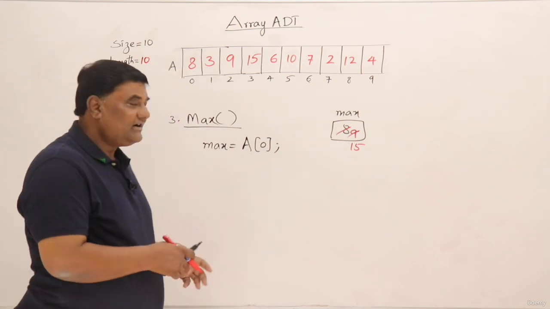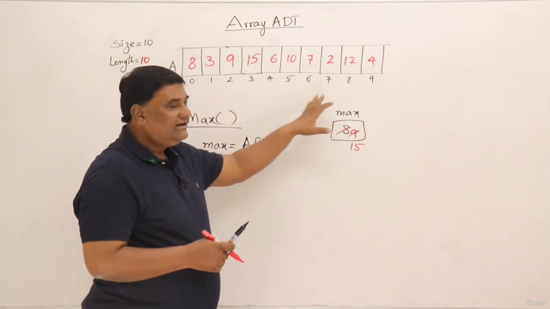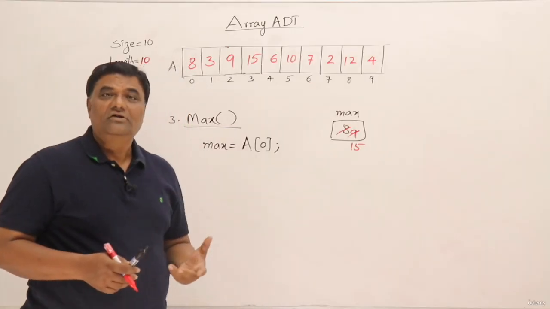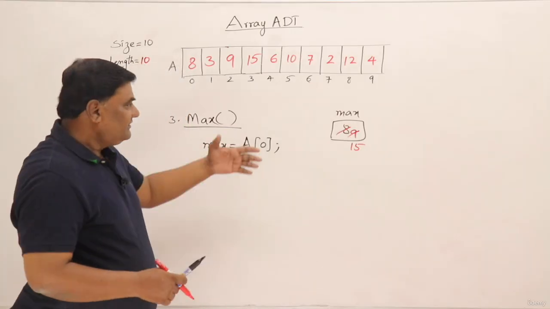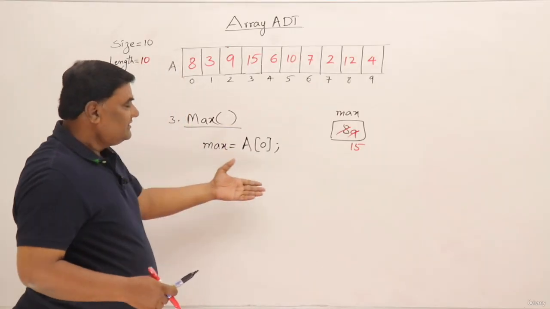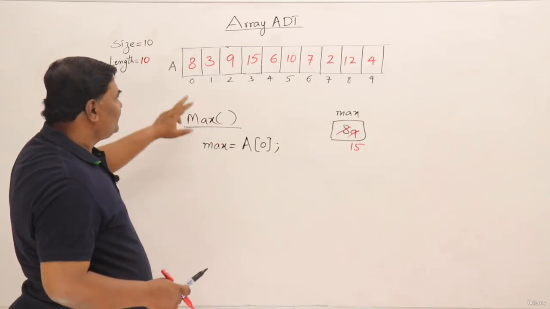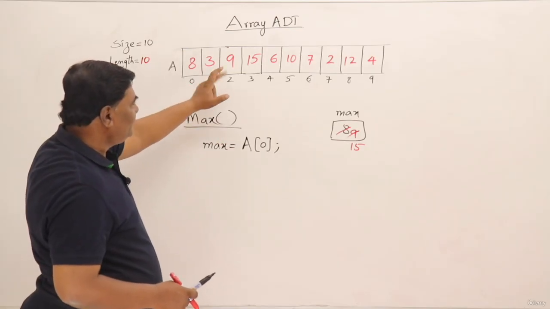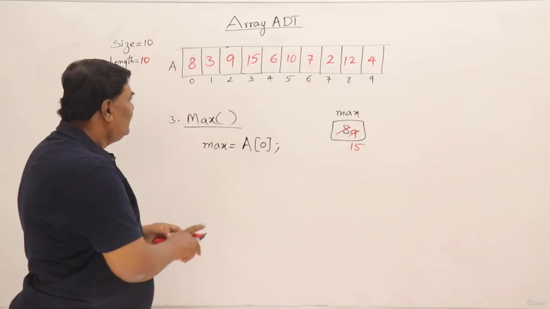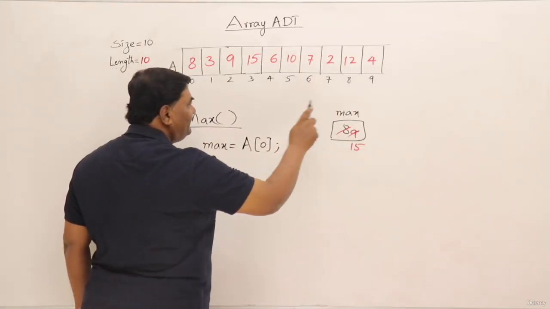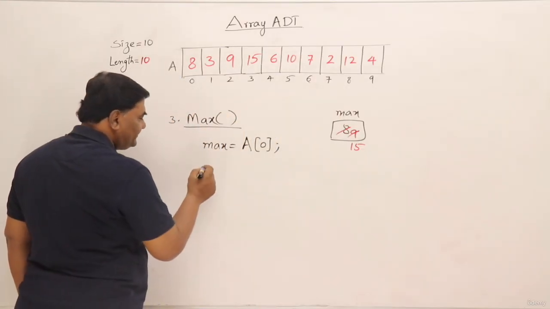If you observe the work I have done, I have gone through all the elements once. So the time is order of n. Now the same thing I will write as code which will find the maximum. I have to traverse from the first element onwards till the last element. So I can scan through all these elements by using a loop.